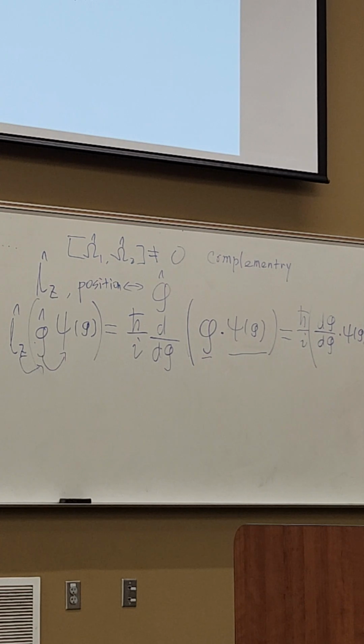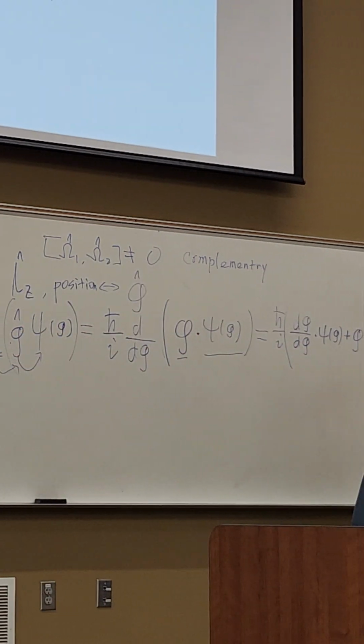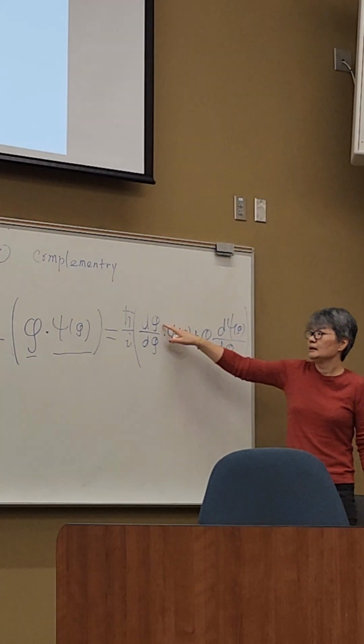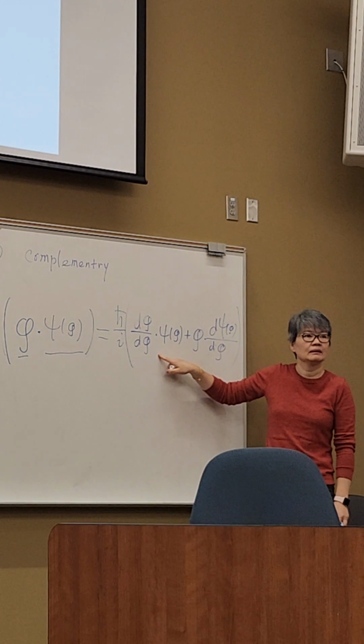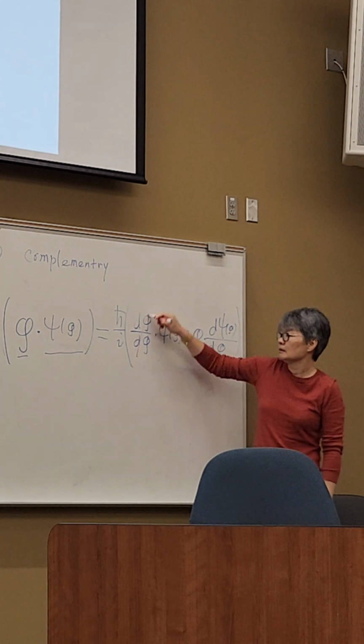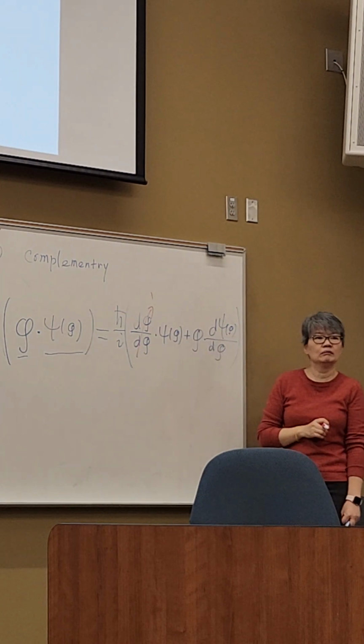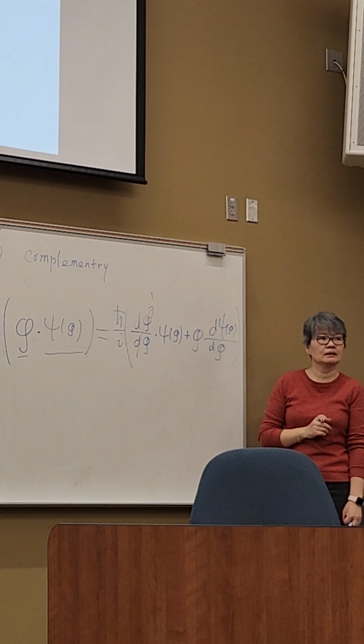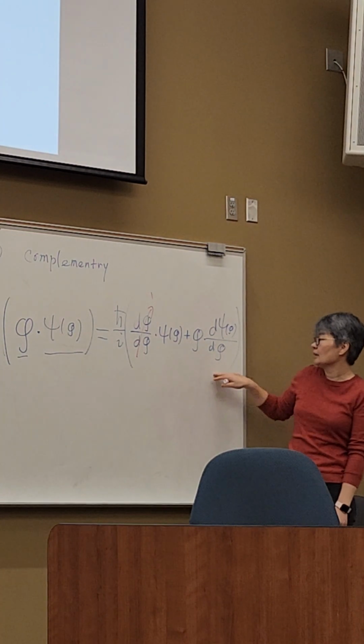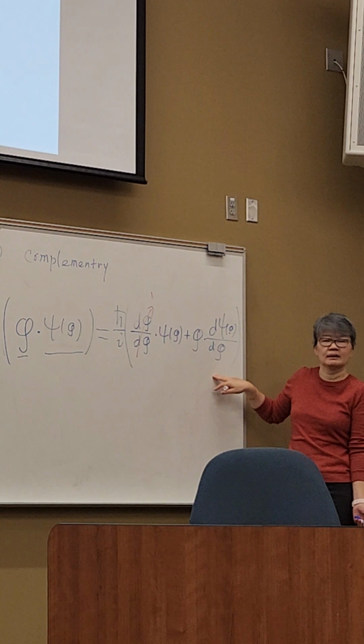Can you all see it at the end? Now d phi over d phi vanishes to 1. Yes? And that's all you have. There's not much more I can do about this.